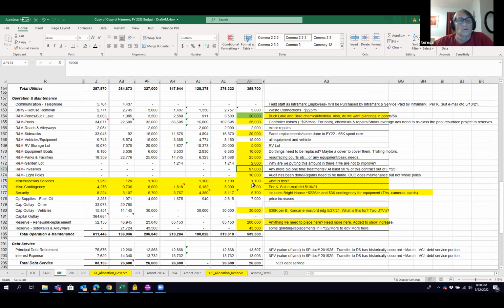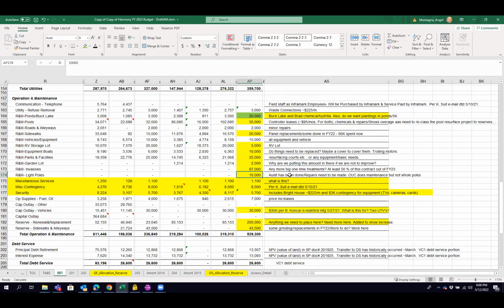Okay, what is the light poles? So repair and maintenance light poles, we did an audit. There are light poles out there that need to be replaced or repaired. OUC, there is a maintenance portion, but they're not going to come out and do the poles. That's for the lights, the bulbs, if a globe breaks, something like that. If the pole gets totally taken out by a car accident or something like that, they will come out and put in a new pole. But for maintenance, where the cracks and that kind of stuff, they're not going to replace those.